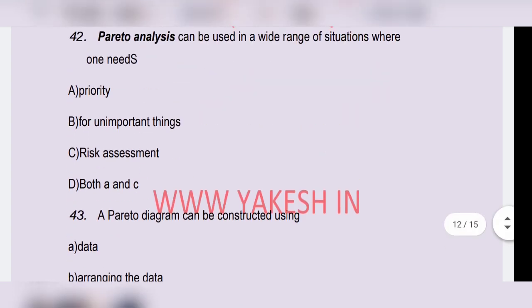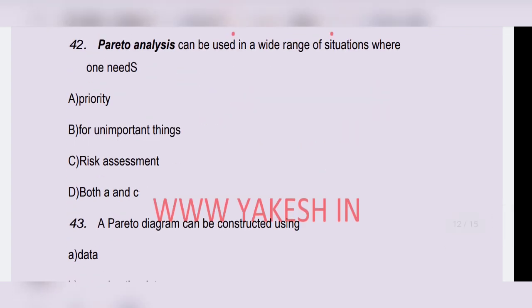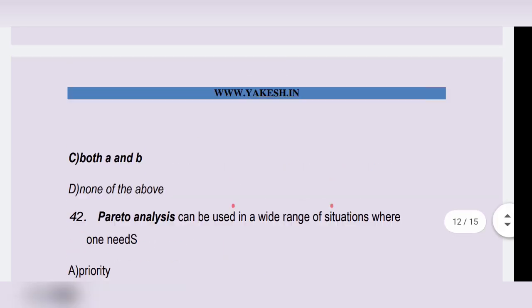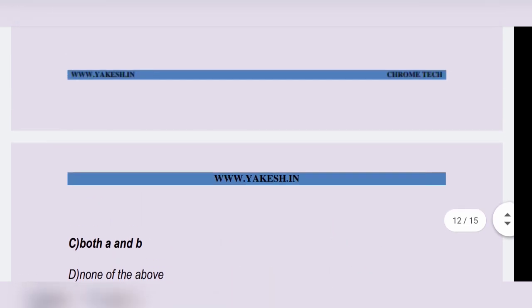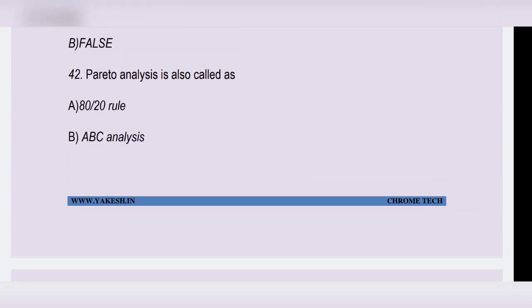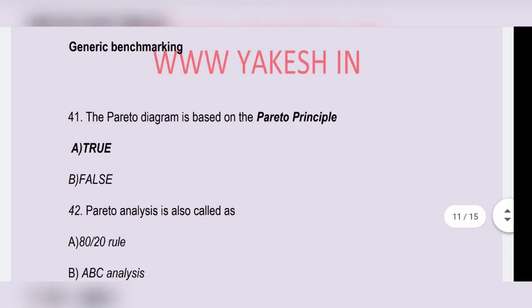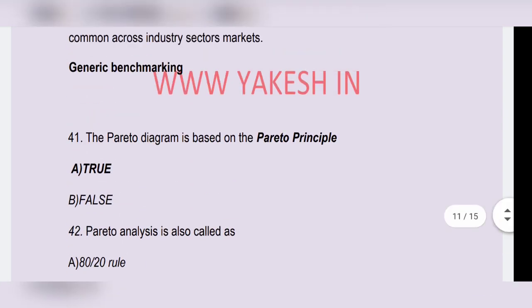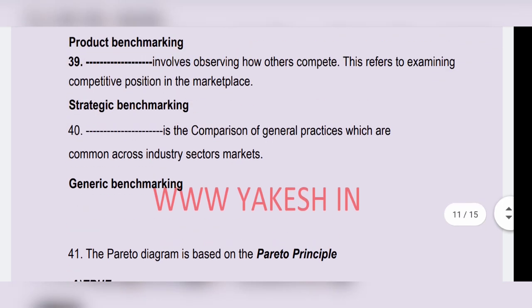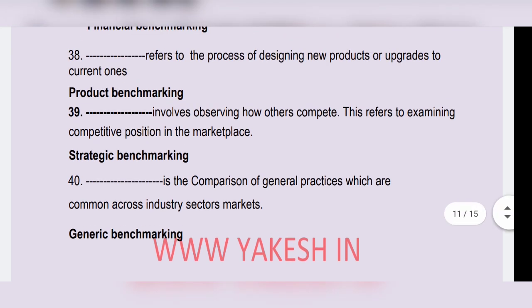So option D is the correct answer, all of the above. Pareto analysis can be used in a wide range of situations where one needs. Option C, both A and B. Pareto analysis is also called the 80/20 rule, ABC analysis. Pareto diagram is based on the Pareto principle. Option A, true. Dash is a comparison of general practices which are common across an industry sector. Generic benchmarking. Dash involves observing how others compete, examining competitive position. Strategic benchmarking.